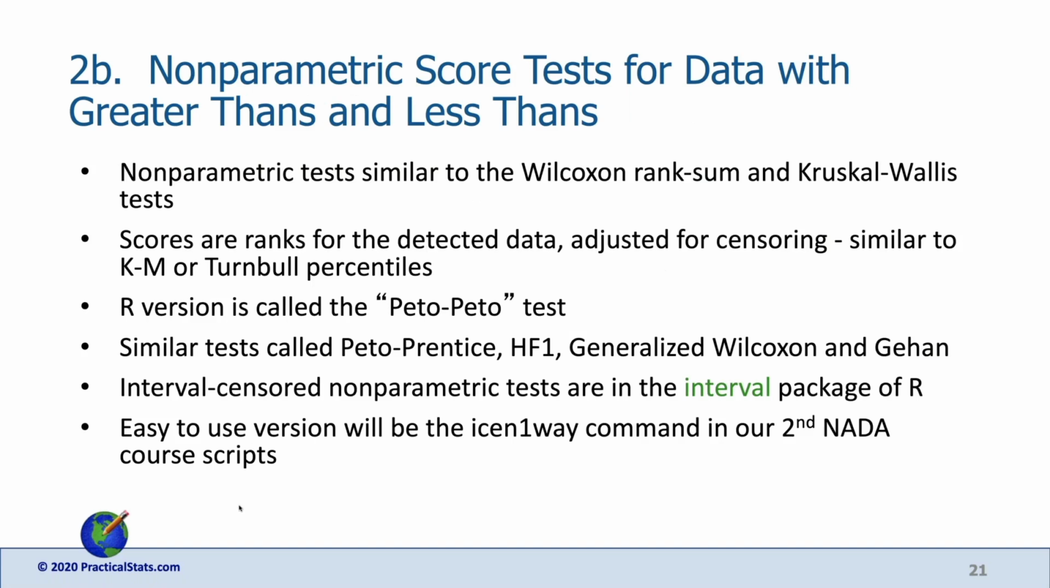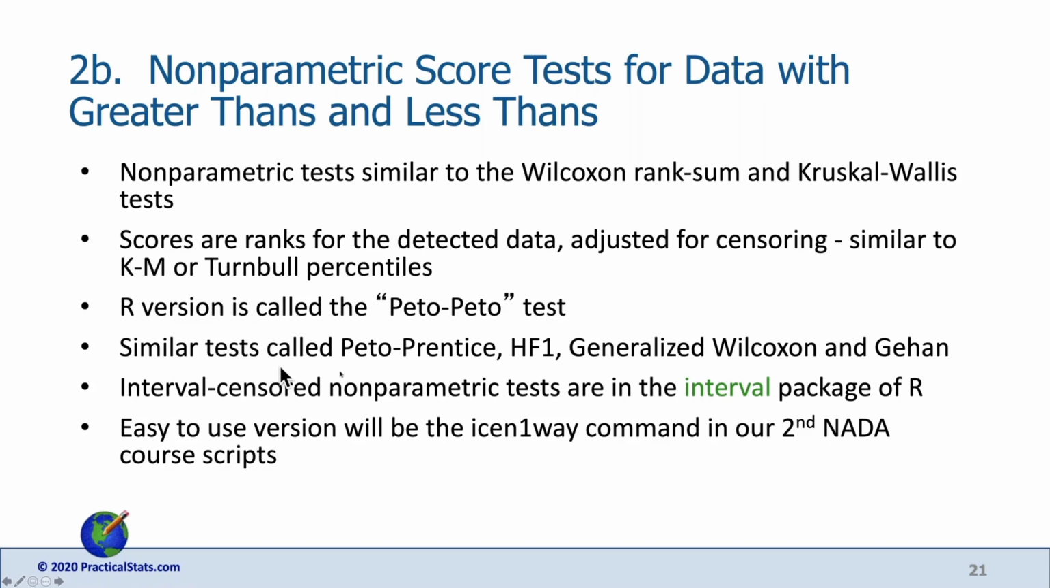So then you can do testing as well as estimating summary statistics without assuming a distribution. These tests are similar to the rank sum test and the Kruskal-Wallis tests, depending on how many groups you have. They're built on something called scores, which are basically percentiles done by either the Kaplan-Meier or the Turnbull process. It's generally called the Peto-Peto test. That's the test name for what's in R. There are slight variations because they're using slightly different scores, slightly different functions of these percentiles, basically as the ranks that are used, if you want to think of them that way, in the tests.